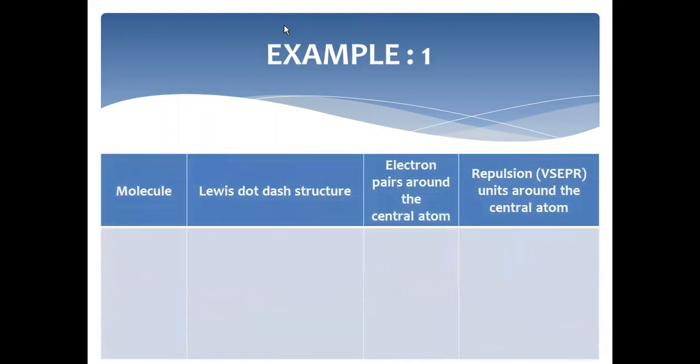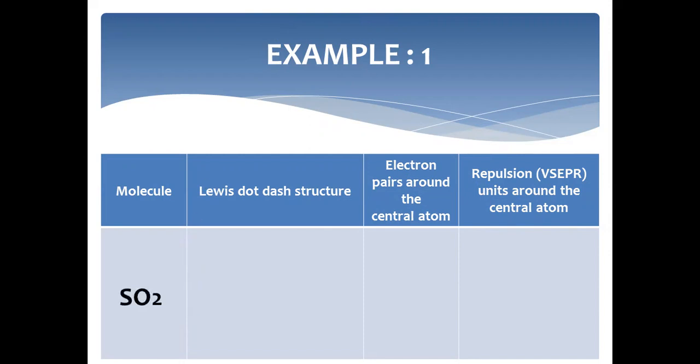The first example. I have given the tabulation, you just have a look. First I'm going to give the molecule. Second, it's very important: in order to find the repulsive unit or the VSEPR unit, you have to draw the Lewis dot structure. Then I'm going to find how many electron pairs are around the central atom, your lone pairs plus bonding pairs. Finally, you can find the value for the repulsion unit or the VSEPR unit around the central atom.